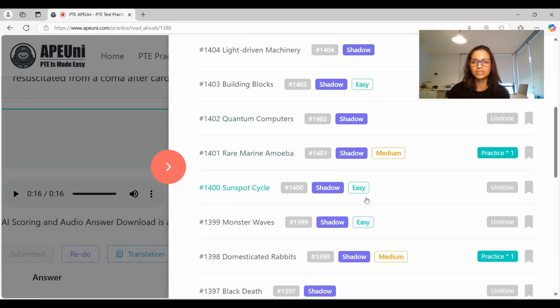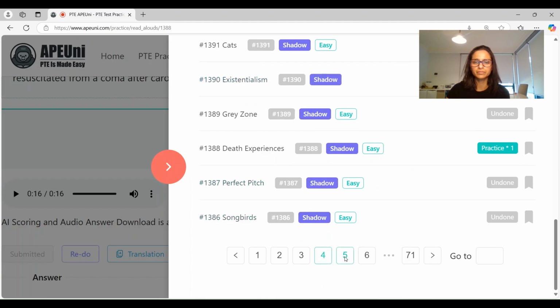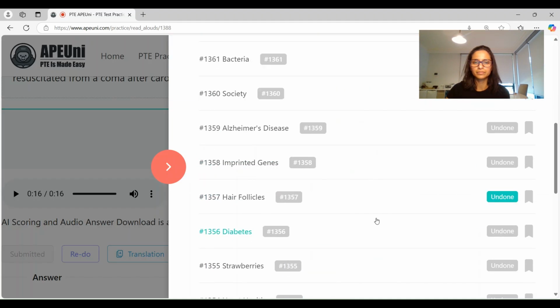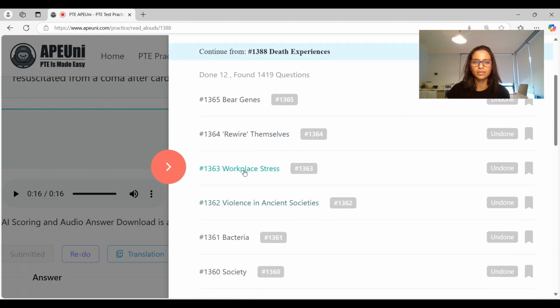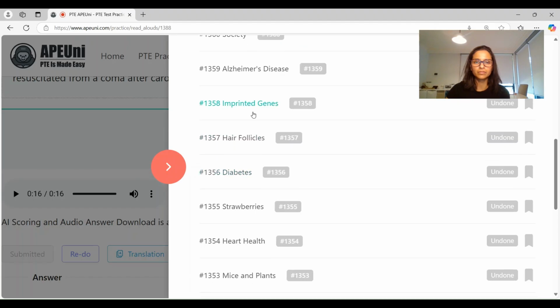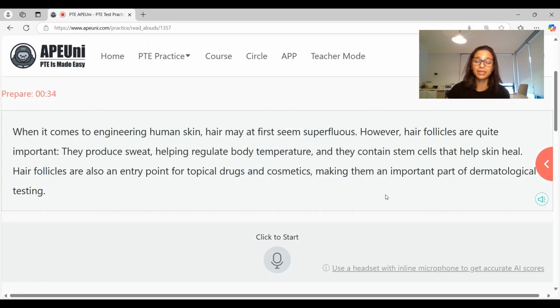All right, there's a medium. Oh, what's that? Earworms. We've done it. Okay, let's do hair follicles. I'm going to do it the right way, okay? So there are some big words in this text that you can see: superfluous, follicles, temperature, dermatological, topical. Okay? Let's just go straight for it, give it your best, okay?